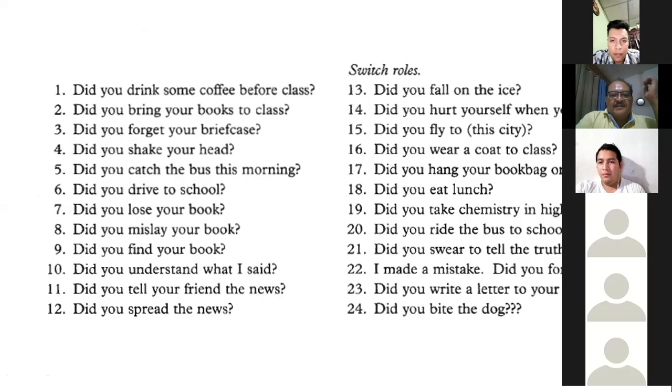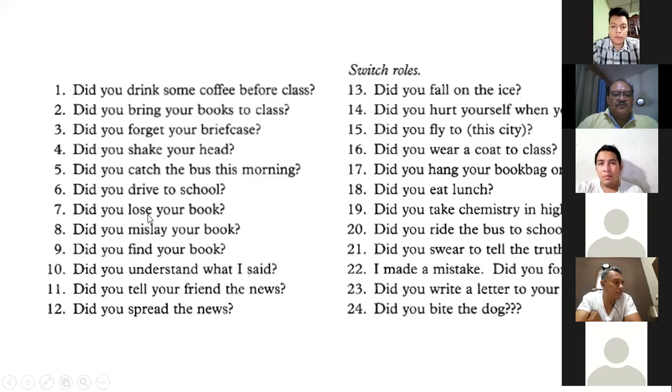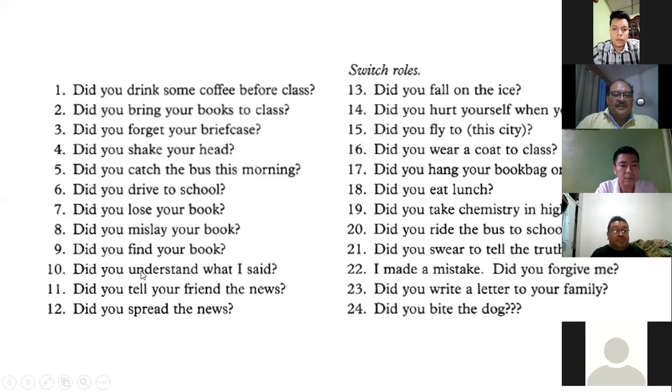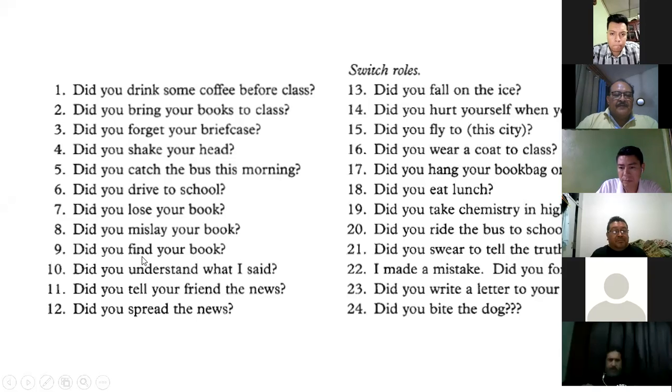These are the ones that you're going to practice, okay, in this moment. We have 18 people. I think we can have six groups of three, and you can practice these questions. Look at the different verbs: drink, bring, forget, take, touch, drive, lose, mislay. This is when you put your book in a different place, right? Find. The past of mislay is mislaid. M-I-S-L-A-I-D. So it is an irregular verb, yeah. Find, understand, understand is understood.